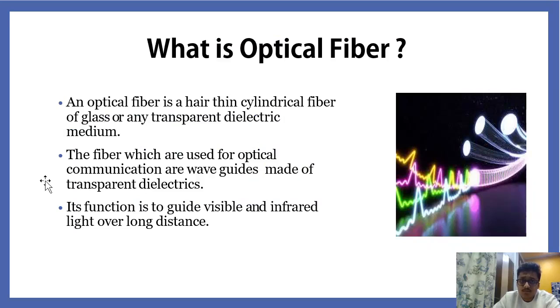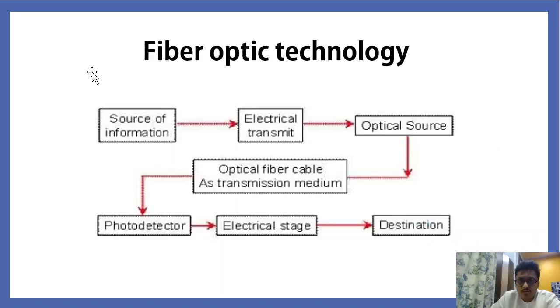An optical fiber is a hair-thin cylinder fiber of glass or any transparent dielectric medium. The fibers which are used for optical communications are waveguides made up of transparent dielectrics. Its function is to guide visible and infrared light over long distances. The larger the bandwidth, the larger the transmission frequency is going to be. That's the main point. So then how is the information sent?